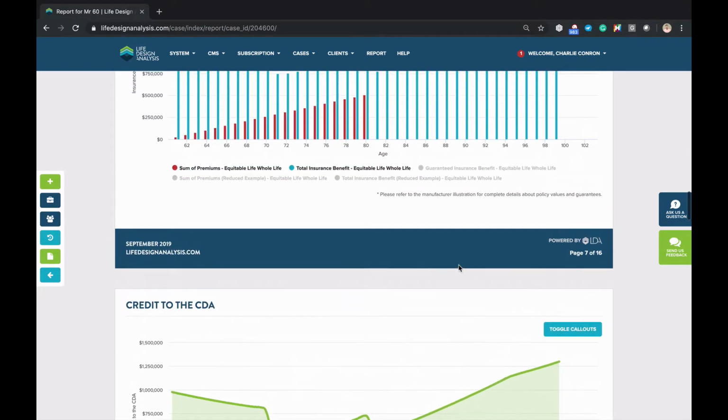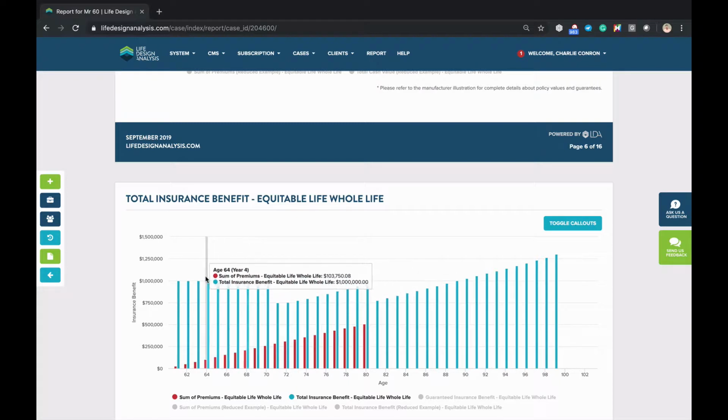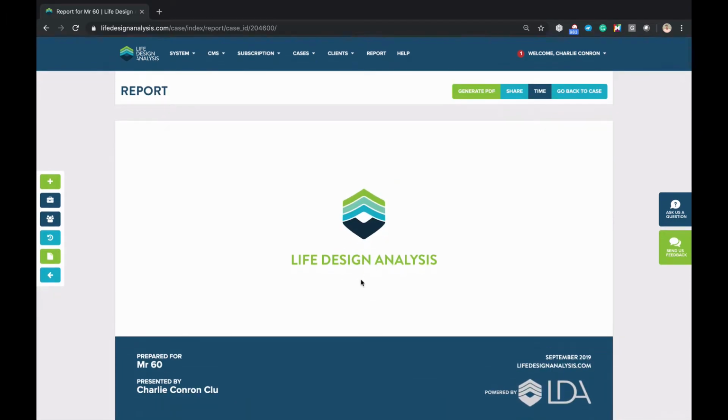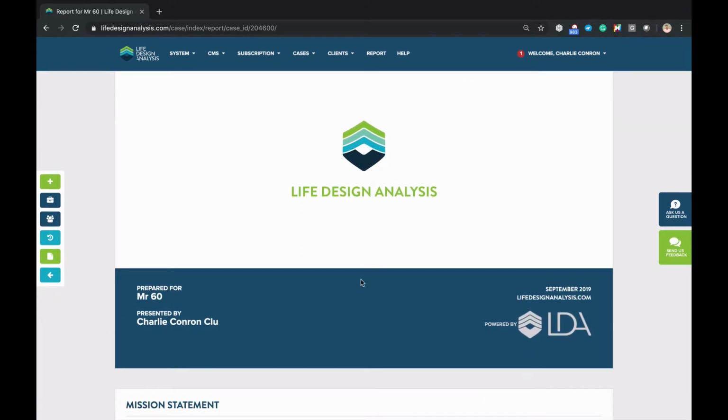So that's kind of my universal life hack, using an enhanced dividend with two different term riders on it to make up that time period where the paid up additions are still replacing that ART. So again, there's my universal life hack using Equitable Life as a UL alternative.